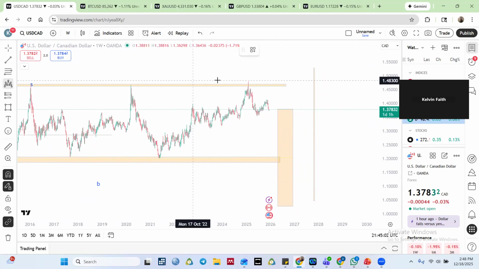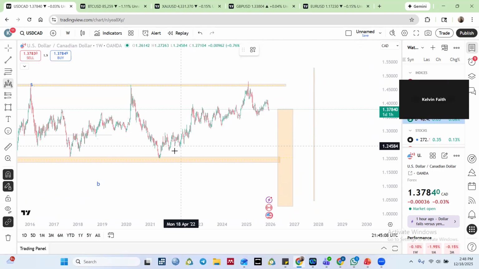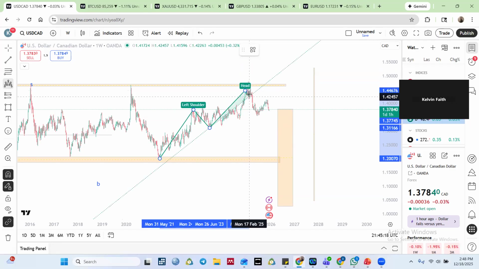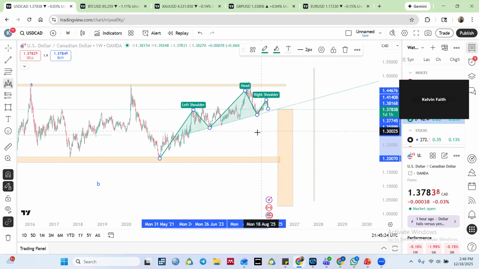Now sellers are up here, though we are bullish. Okay, but we can see sellers are active at the top here. But I want to see any reaction. I can see a lower high, a higher high, head and shoulder formed clearly. Then I can see a neckline hit, right shoulder formed. Price is trying to break the neckline.